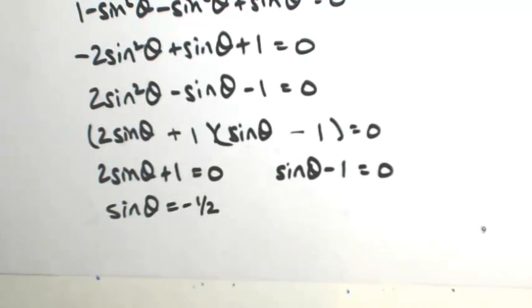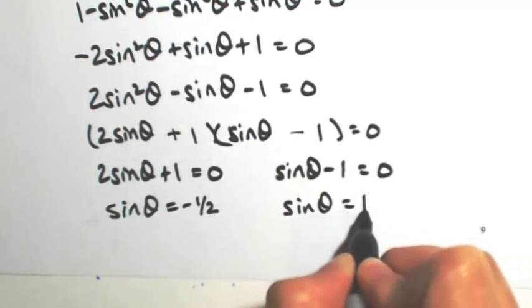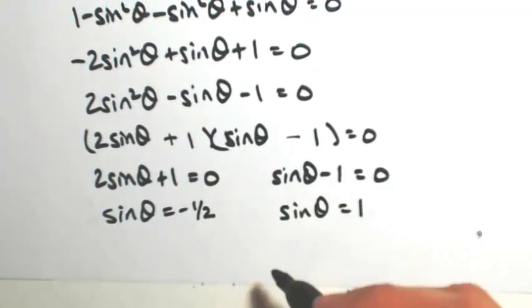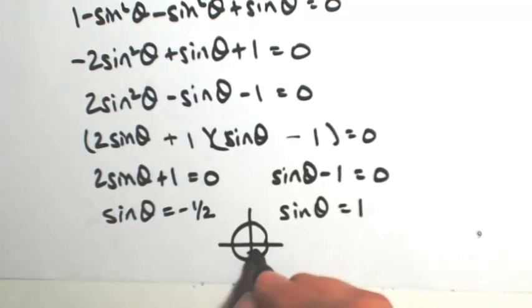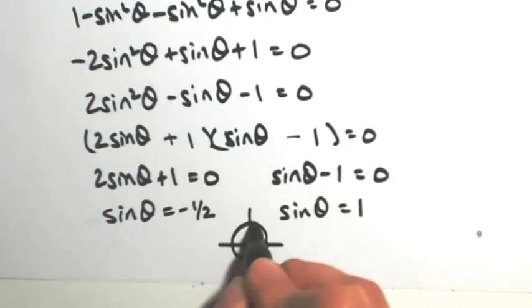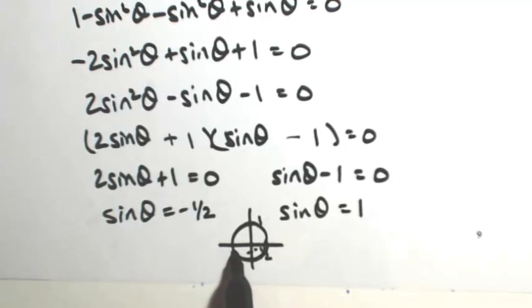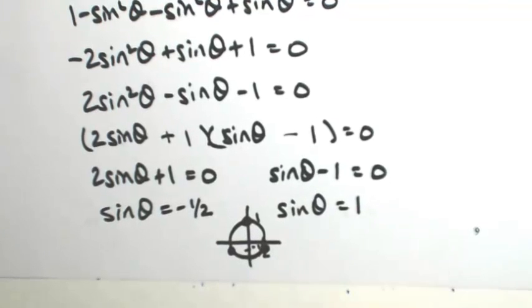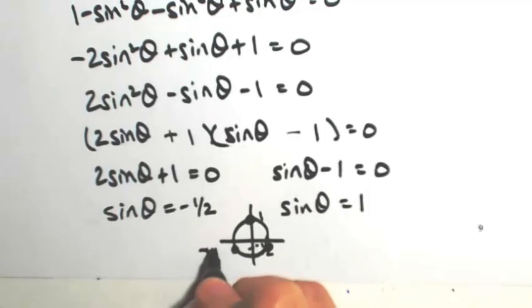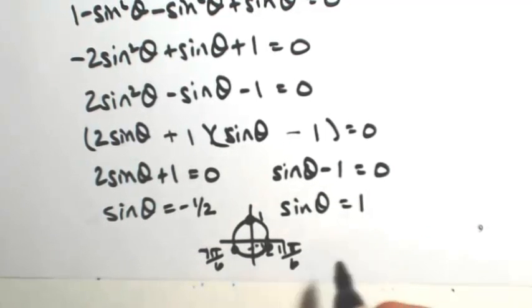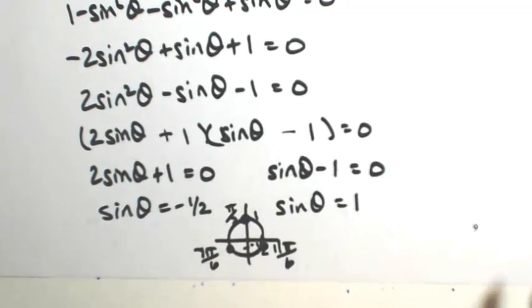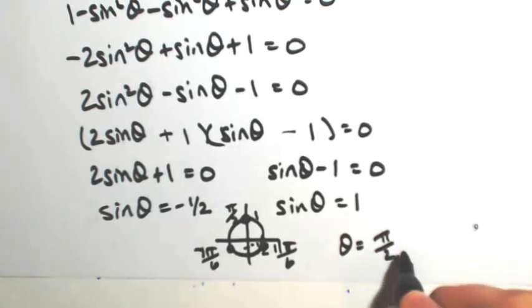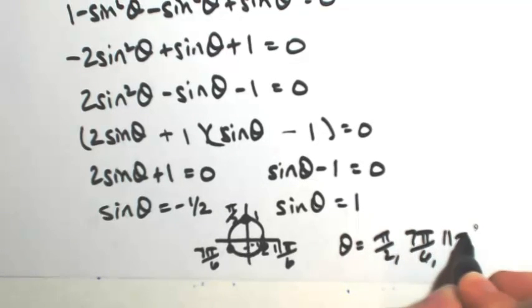Okay, so sine of theta is negative 1/2, or the sine of theta is 1. So since we're talking about sine, we're looking for the y-coordinate. So I'm looking for a y-coordinate of -1/2 or a y-coordinate of 1. So where y is -1/2 is in the 3rd and 4th quadrants at 7 pi over 6 and 11 pi over 6. And then where the y-coordinate is 1 is at the top, which is at pi over 2. So we have 3 answers for theta: pi over 2, 7 pi over 6, and 11 pi over 6.